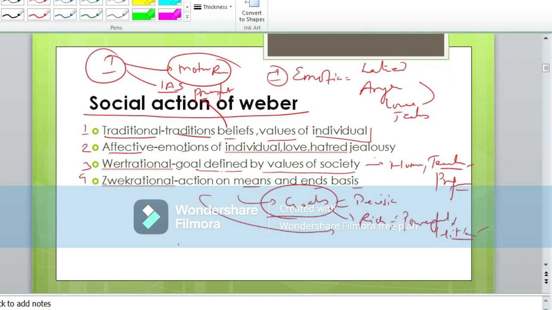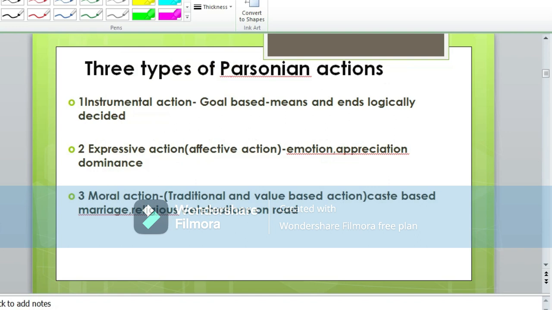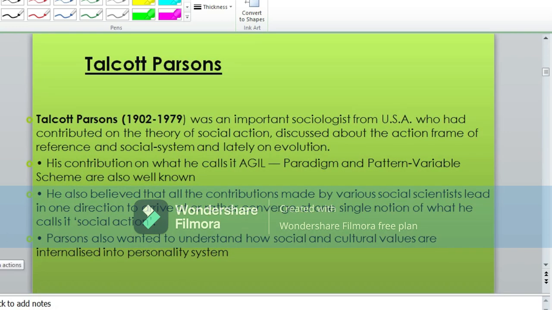Now another thinker who comes in this area is Talcott Parsons. He is one of the most important thinkers of all time. Talcott Parsons was an important sociologist from the USA. He earlier had a biological background, so he refers to every system as connected with the biological system also. So he was a functionalist.